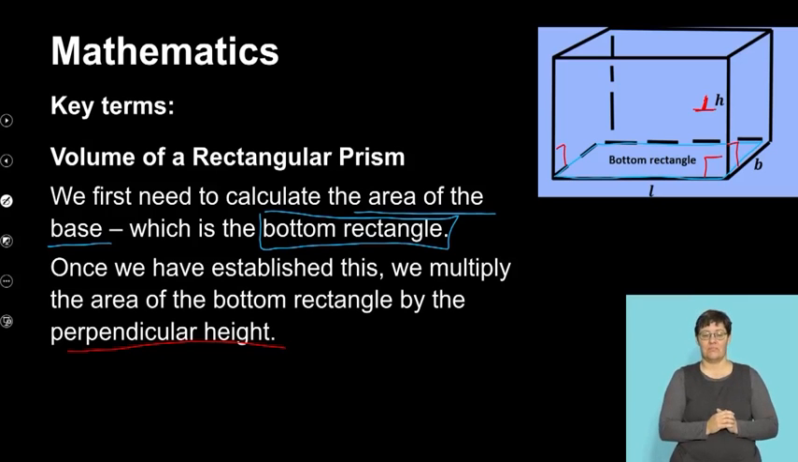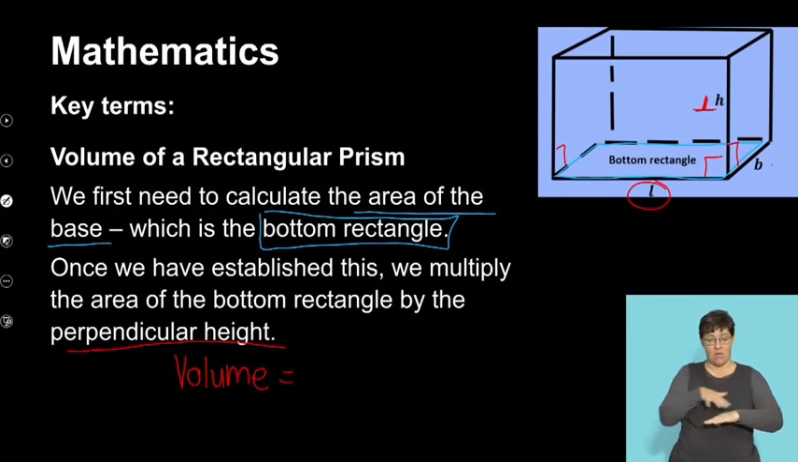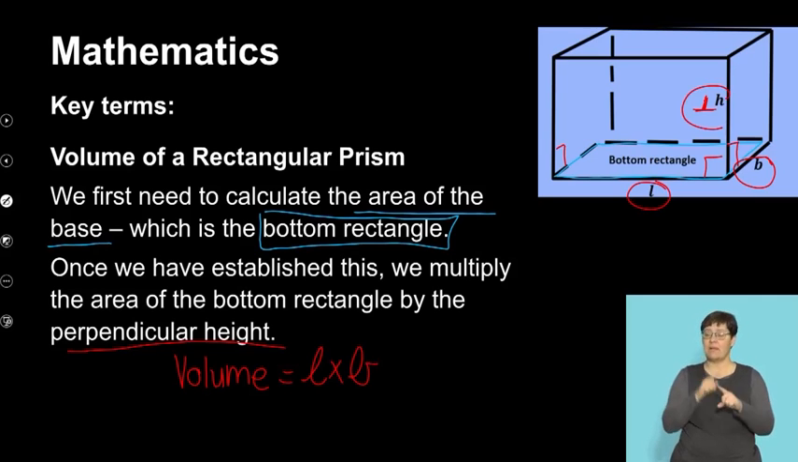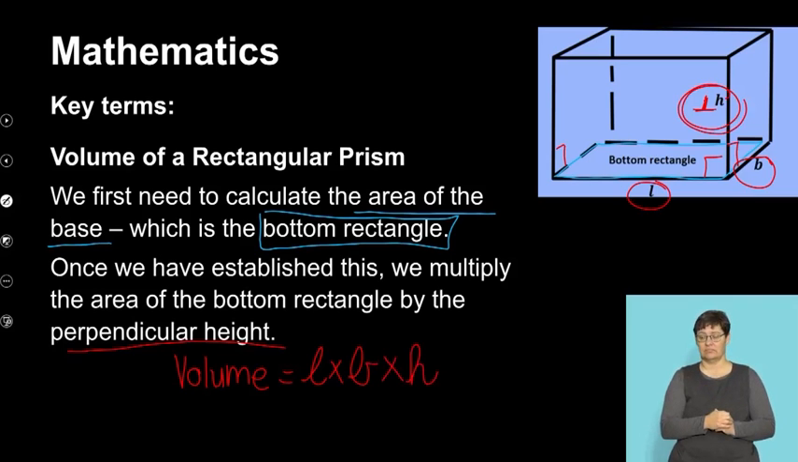So let's write it as a formula. So the volume will be equal to the area of the base, which is length times breadth. And I'm going to be multiplying this by the perpendicular height. So the volume of a rectangular prism is length times breadth times height. Let's go to the next one.